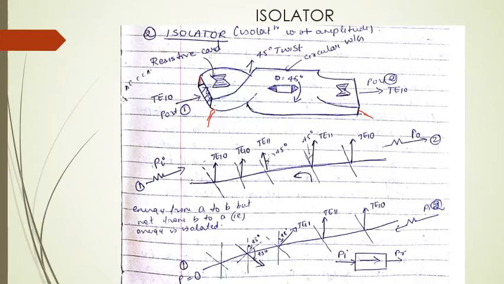Now, what are the extra components present over here? This thing is called a resistive card. Resistive card is present in the front as well as the rear end of the isolator.